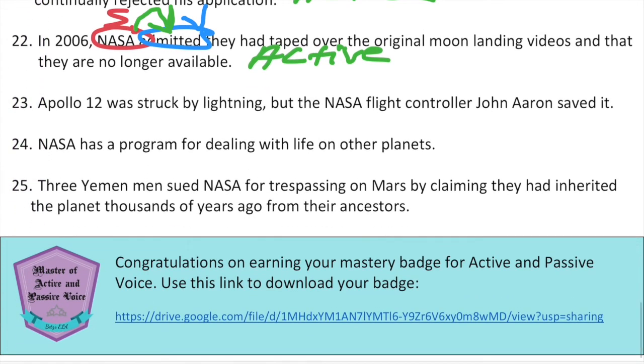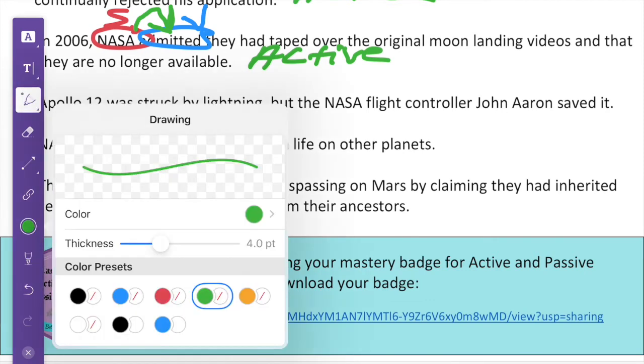All right, next up, 23. Apollo 12 was struck by lightning, but the NASA flight controller, John Aaron, saved it. Cool. All right.